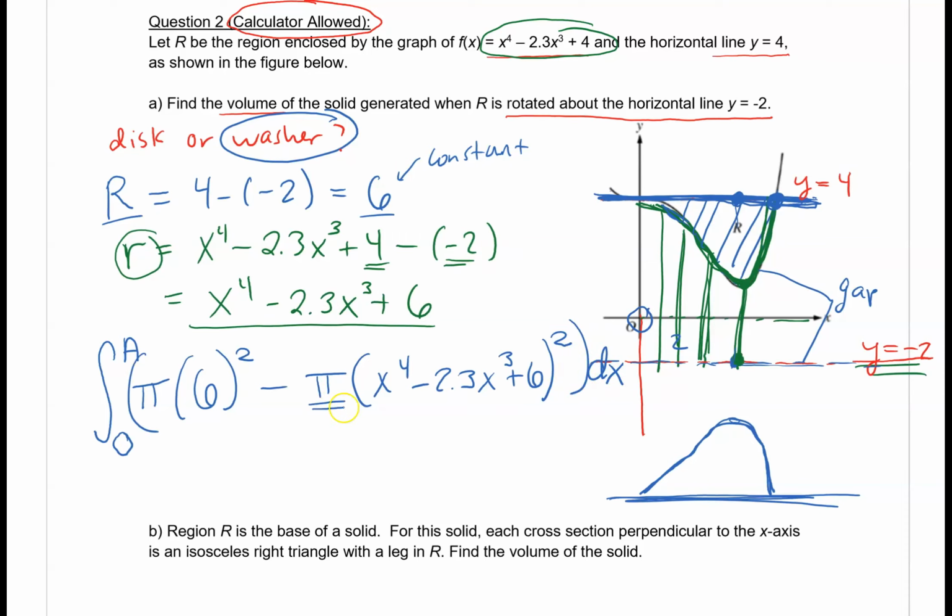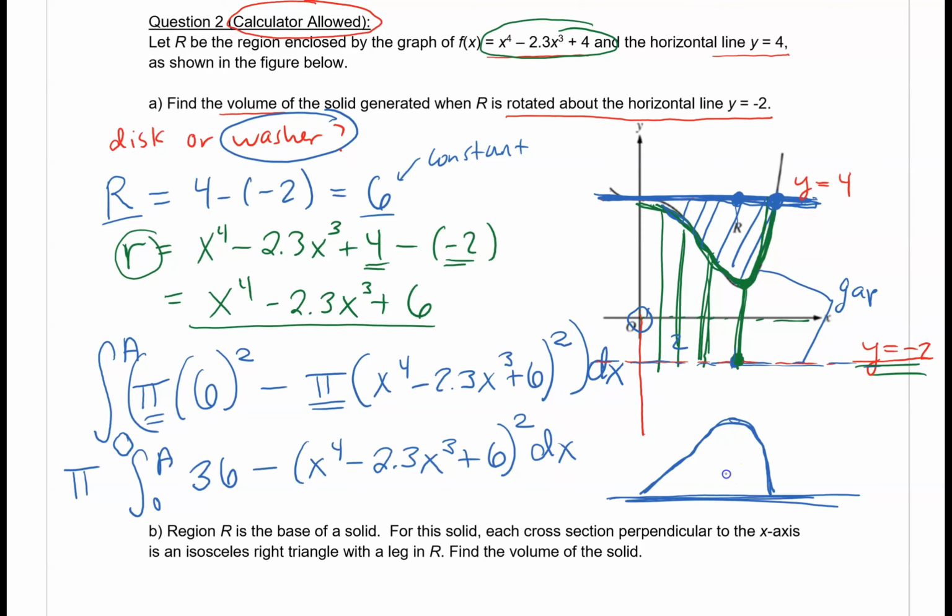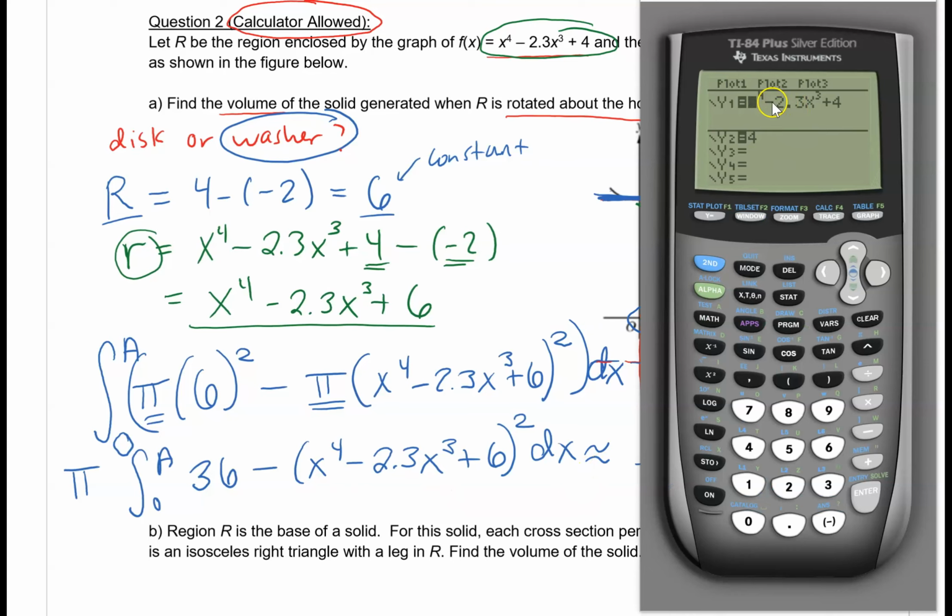Now, because each of these has the pi in common, you can go ahead and just pull it outside of your integral. And we could even just plug it in like this. So we're going to integrate this in our calculators and round our answer to 3 decimal places. So again, I've started by typing in my 2 boundaries for my region into my calculator here. So I can go ahead and graph them.